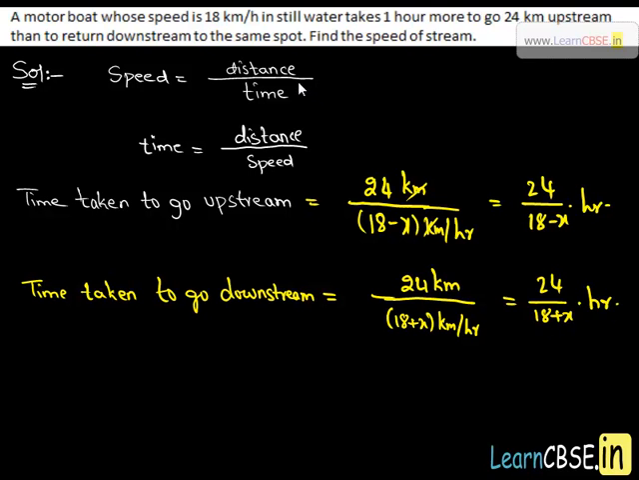If we read the question carefully, it is given that a motorboat whose speed is 18 kilometers per hour in still water takes 1 hour more to go 24 kilometers upstream than downstream to the same spot. This means the difference between the time taken to go upstream and the time taken to go downstream is 1 hour. So according to the problem, we frame 24 upon 18 minus x minus 24 upon 18 plus x is equal to 1 hour. Let's solve this equation for x, which is equal to the speed of the stream.